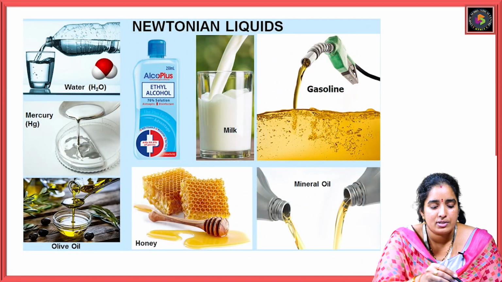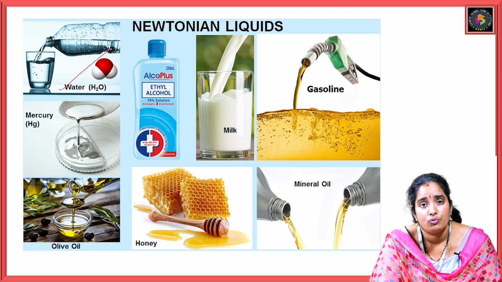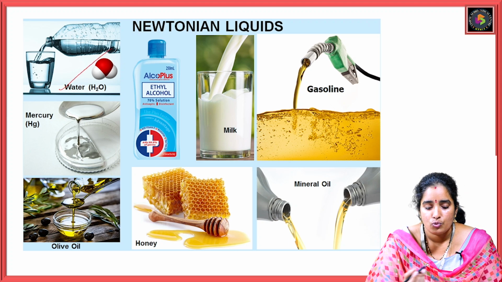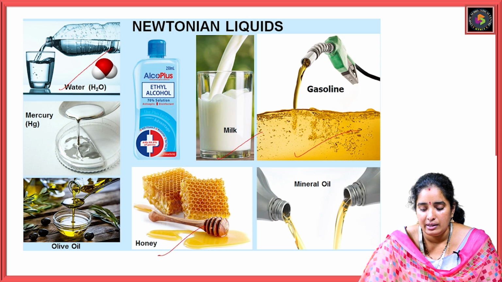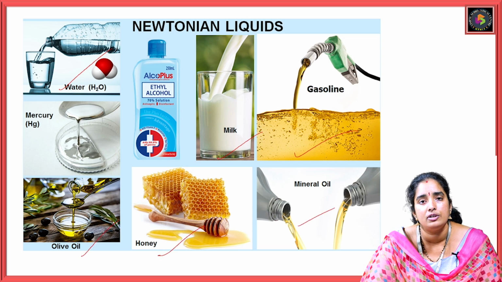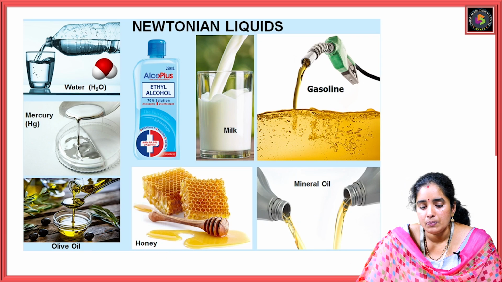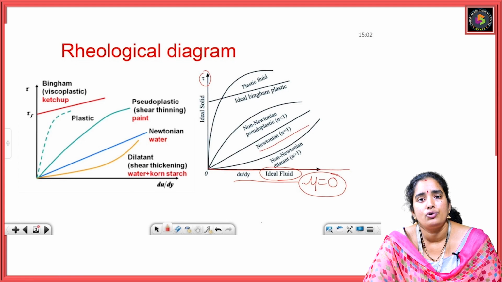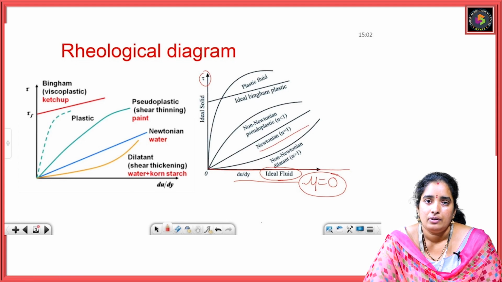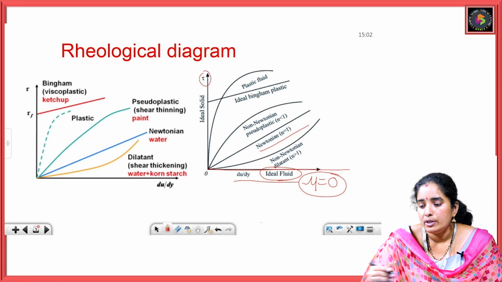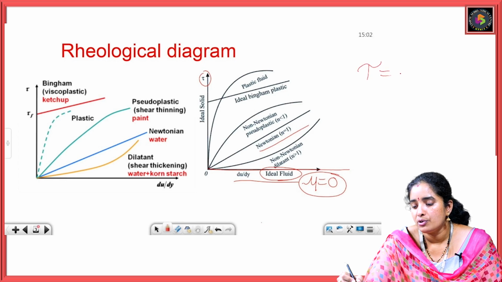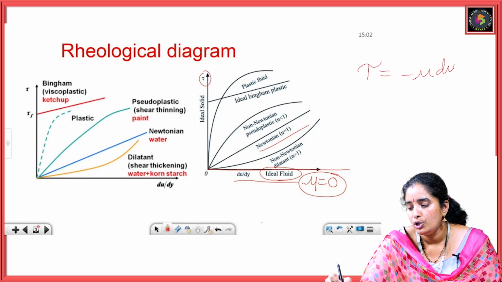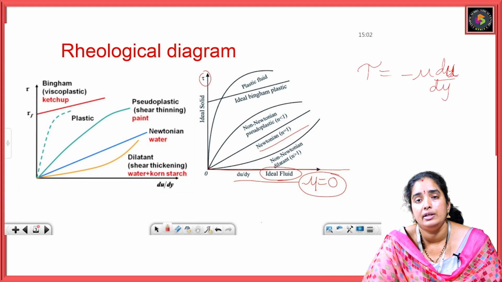Coming to Newtonian fluids: water, right? Without water, no life exists. Water, milk, gasoline, honey, mineral oil, olive oil all come under Newtonian behavior. Now coming to the deeper classification into Newtonian and non-Newtonian behavior. If you observe Newton's law of viscosity, tau is equal to minus mu du by dy, the velocity gradient.